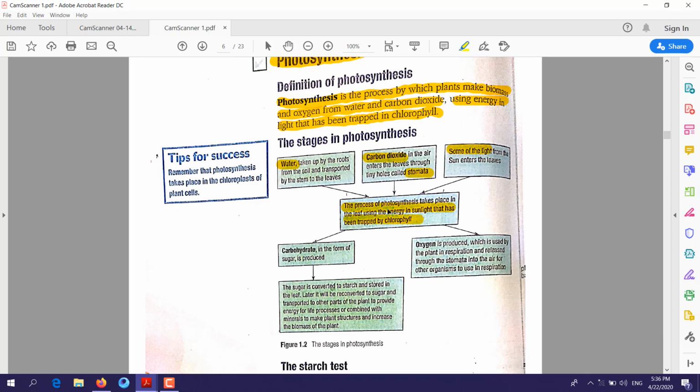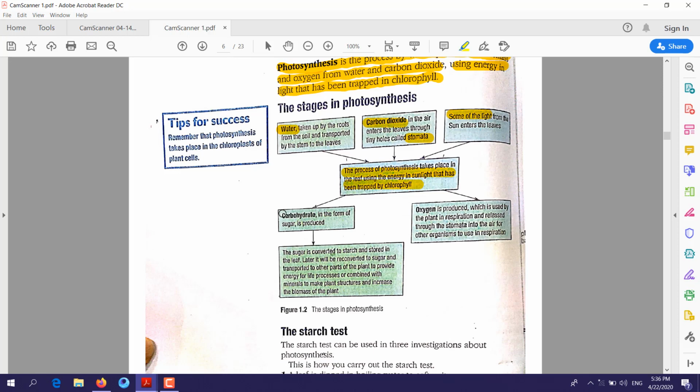After photosynthesis happens, it will produce some materials. Number one, we said plants make food by photosynthesis. This food is carbohydrate. An example of carbohydrate is glucose sugar. Then one more thing: oxygen is produced by photosynthesis and released to the atmosphere.